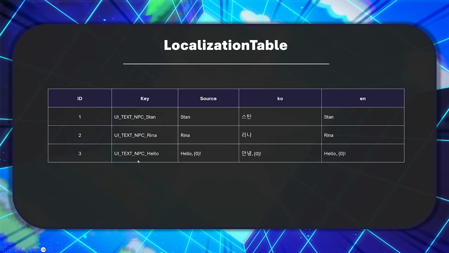Next, we have our hello text that we're going to say hi to the NPC that we interact with. So if we interact with Stan, we're going to say hello Stan. If we interact with Rena, we want to say hello Rena. And this string will also be localized into our respective languages. You can see that we have our smart formatting here, and we'll get into exactly how this works. But we can basically plug in values here as an argument into this string when we retrieve it.